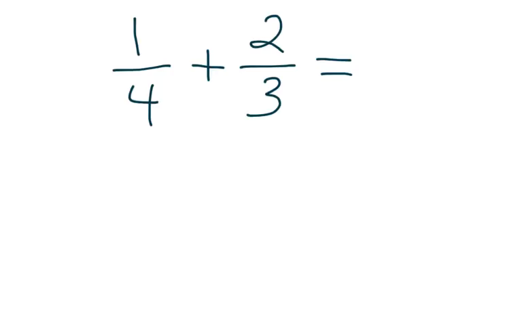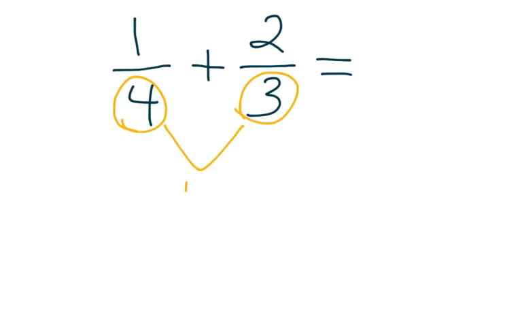Our first example is 1/4 plus 2/3. Our first step in adding or subtracting fractions, our algorithm, is to find a common denominator. So I'm going to look at my denominators. Those are my bottom numbers. I have the numbers 4 and 3. And there are two ways you can do this.